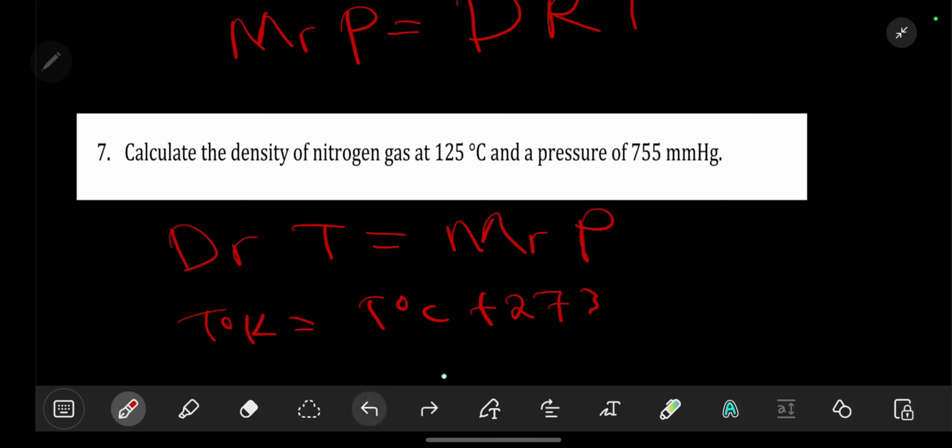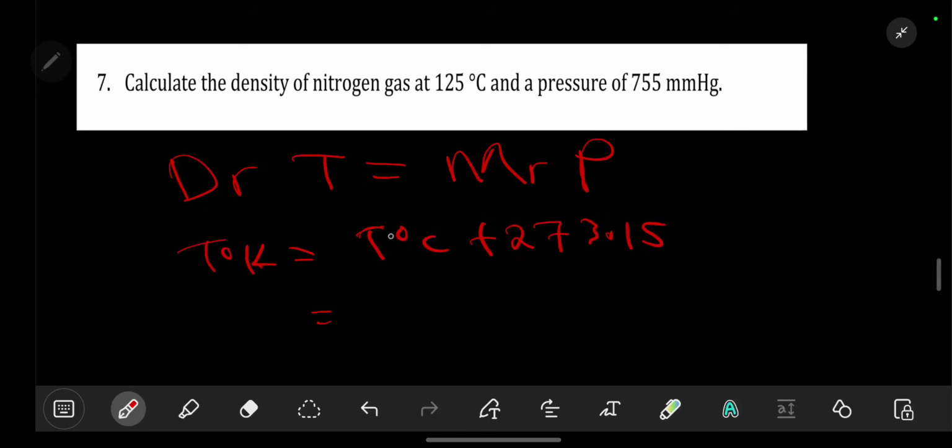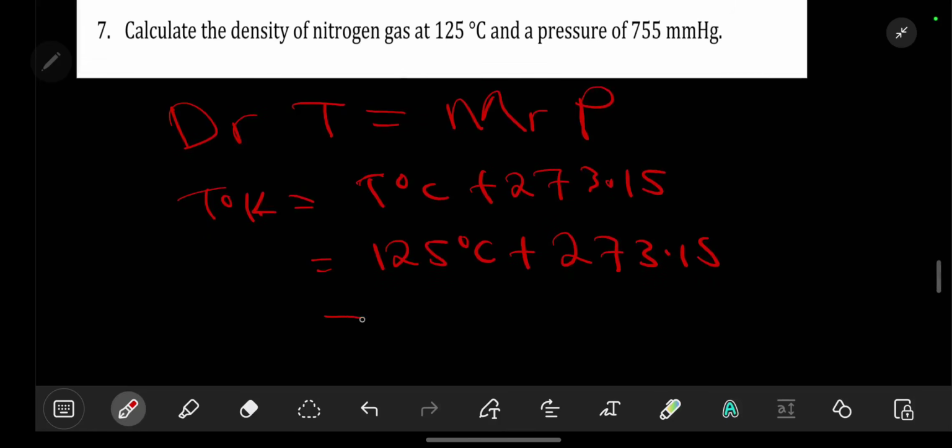Using the alphabet is really helpful, because you know that for you to move from C to K, you have to add a certain value. That way it can help you. So we have the temperature in degrees Celsius here as 125 plus 273.15. When we do the calculation, this is going to give you 398.15. So this is the temperature in kelvins.